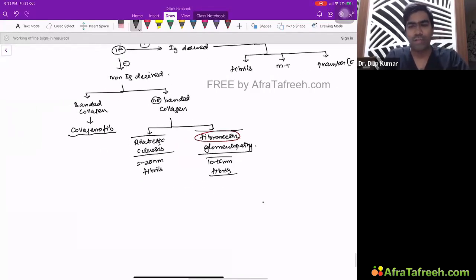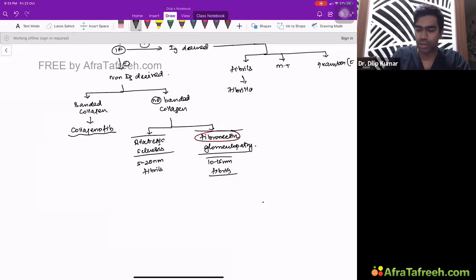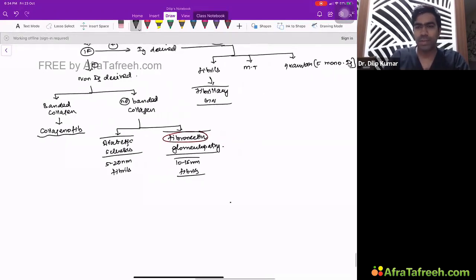Clear? So if it's fibrils, usually in exam, there will be only one thing here. Immunoglobulin derived, fibrils, only one. That is called fibrillary glomerulonephritis. Usually they'll come with a nephritic presentation, which I'll discuss in some time. Fibrillary glomerulonephritis will be having fibrils in electron microscopy, and they'll be randomly arranged. There will be no particular arrangement.